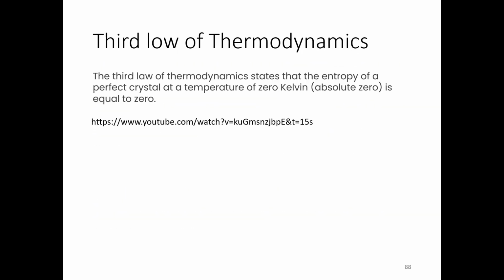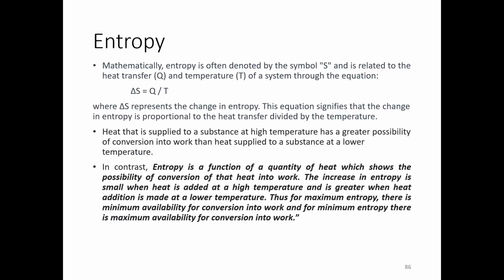So yes, we are talking about entropy. In contrast, entropy is a function of quantity of heat, which shows the possibility of conversion of that heat into work. An increase in entropy is small when the heat is added at a high temperature and is greater when the heat addition is made at a lower temperature. Thus, for maximum entropy, there is a minimum availability of conversion into work, and for minimum entropy, there is a maximum availability for conversion into work.